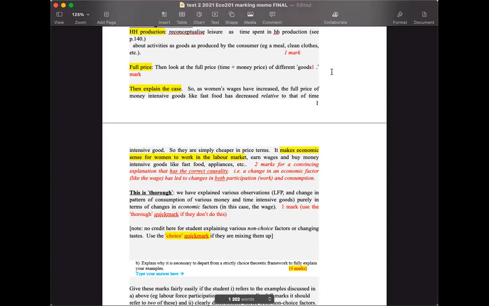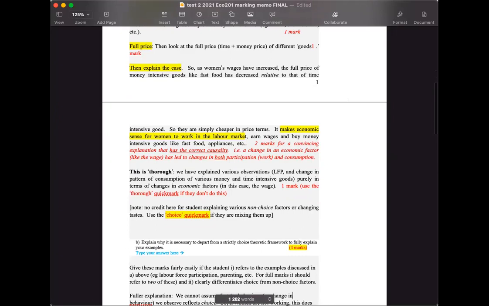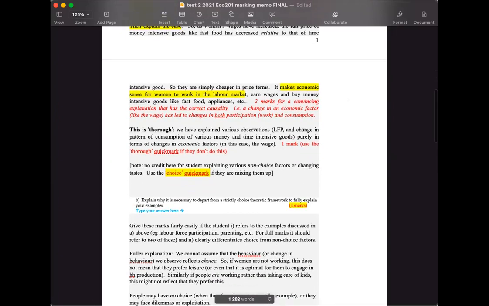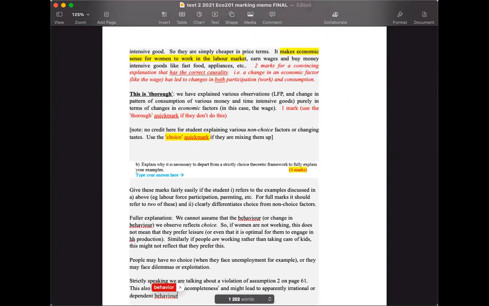All right, moving right along, we can go to 1B and explain why it is necessary to depart from a strictly choice theoretic framework to fully explain your examples. In the test, I've come across a whole lot of it's necessary or it's not necessary. Yes, then what? You get what I'm saying? So be able to feed the marker, show them that, okay, this is what's going on. This is why it's going on. So here we have the following explanation.